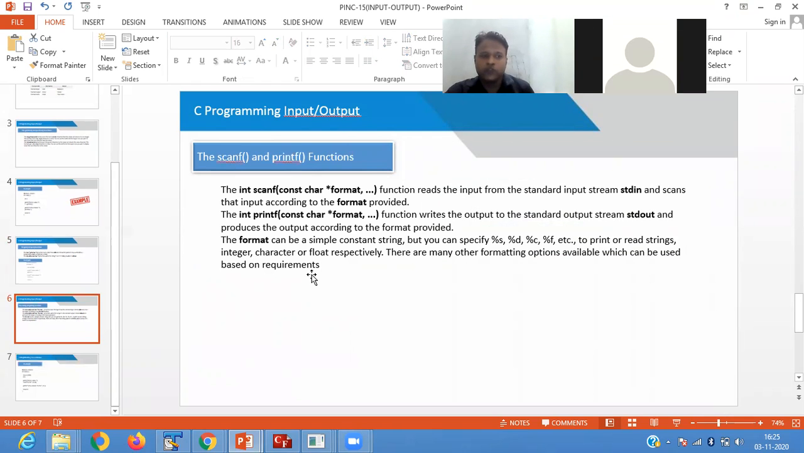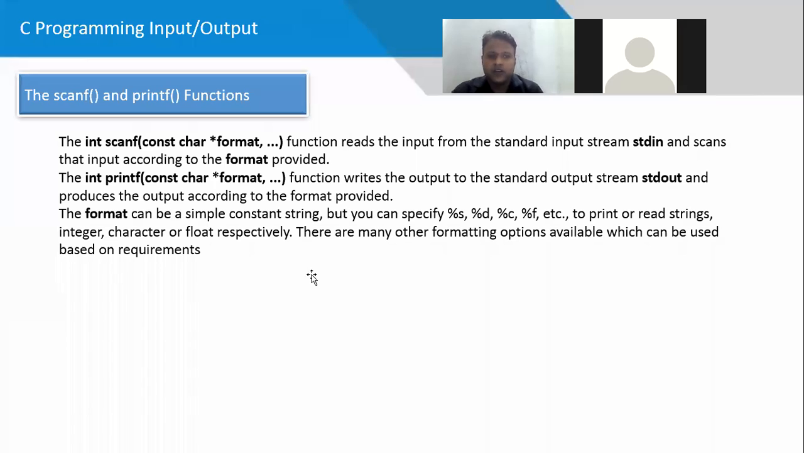Then next we are using printf and scanf, the two functions. The scanf function reads the input from the standard input stream, and the printf function writes the output to the standard output stream. The format can be a simple constant, like if you want to print a string, %s, %d, %c, %f, that we are using, okay. So these are the format strings we pass to scanf and printf.